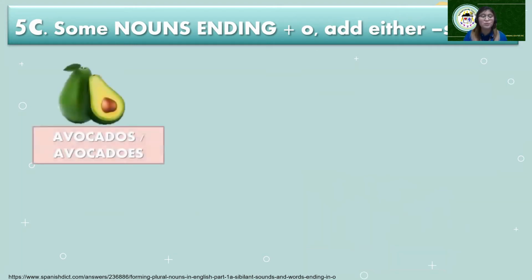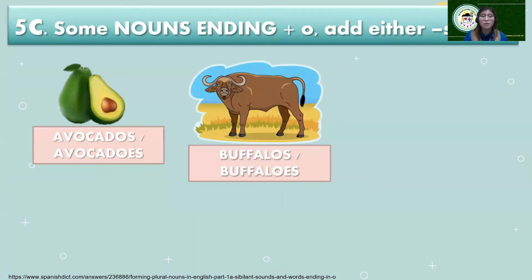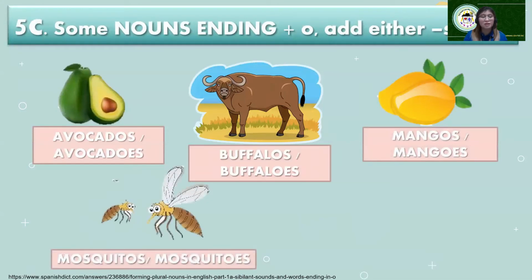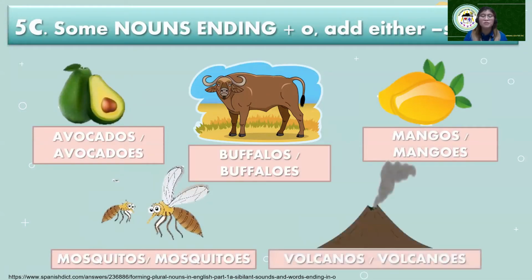Now, again, there are some other exemptions to the rule, like the word in F. So nouns ending in O can either add S or ES. Here are some examples. We have avocados or avocadoes. So it's accepted when you say avocados or avocadoes. Same with buffalo to buffaloes, mango to mangoes, mosquito to mosquitoes, volcano to volcanoes.